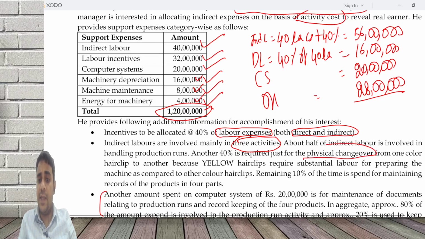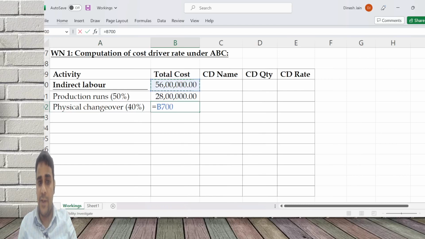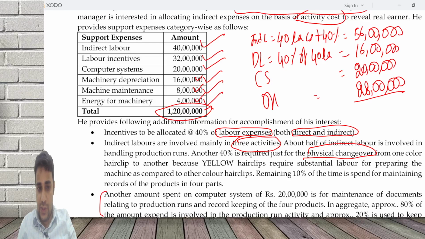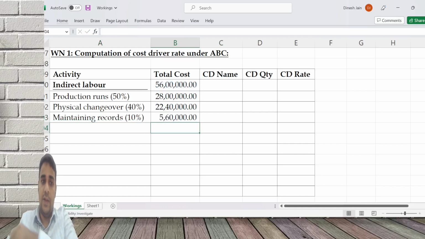40% is engaged in physical changeover. Of that 56 lakh, half is engaged in production run, 40% is engaged in changeover, and the balance is engaged in maintaining records. I'll have to get a recovery rate for each of these. 50% is for production run, 40% is for physical changeover, 10% is for maintaining records.